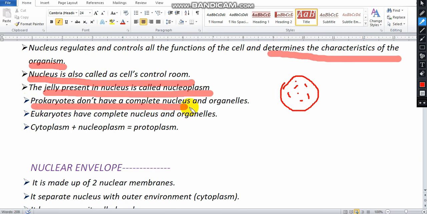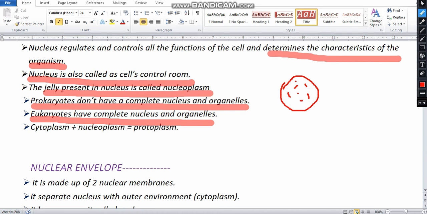Prokaryotes don't have a complete nucleus and organelles. We discussed in our previous video that there are two kinds of organisms, which are prokaryotes and eukaryotes. Prokaryotes means they don't have the complete nucleus and all the organelles, but eukaryotes have a complete nucleus and organelles. After evolving, prokaryotes formed eukaryotes. Till now, the prokaryotes are present, but eukaryotes are also present now. So eukaryotes have a complete nucleus, whereas prokaryotes don't.